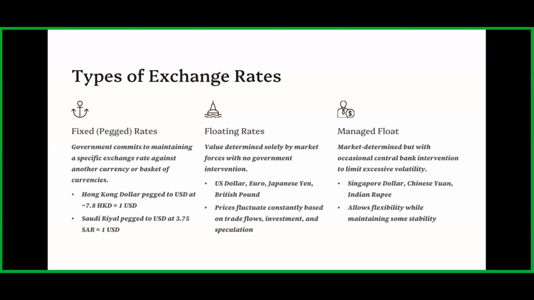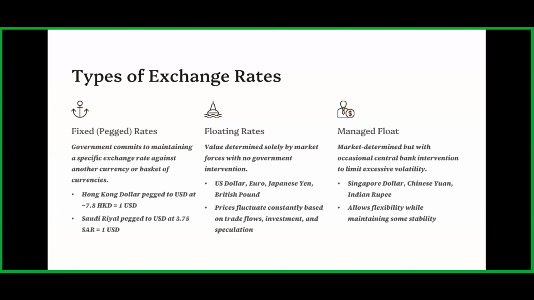So actually, in fixed or pegged exchange rates, the government actively intervenes to determine the exchange rate, but that is not the case with the floating exchange rate. In a floating exchange rate, no government, no third party, no financial institution intervenes while determining the exchange rate. So that rate we call the floating exchange rate.